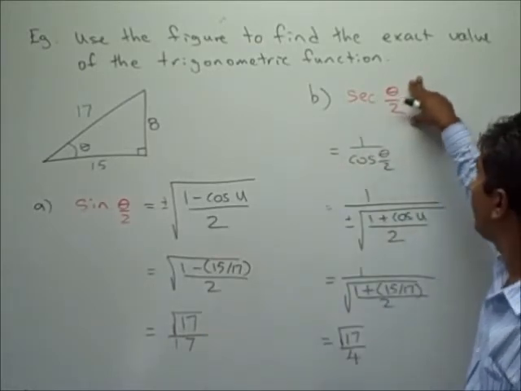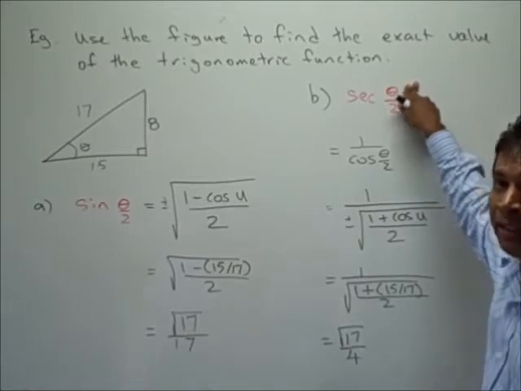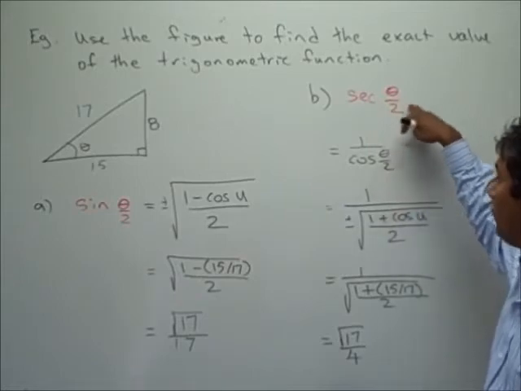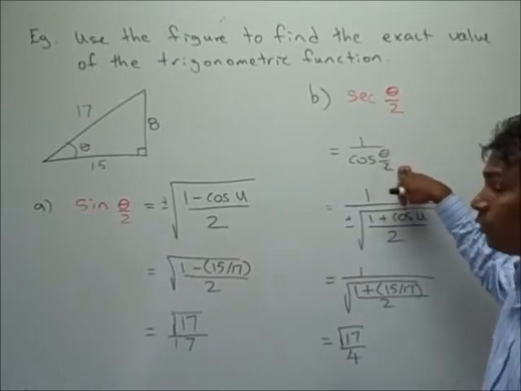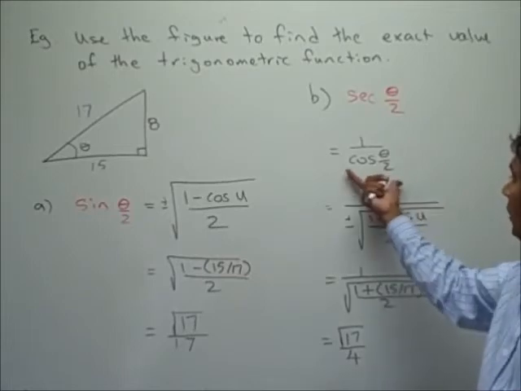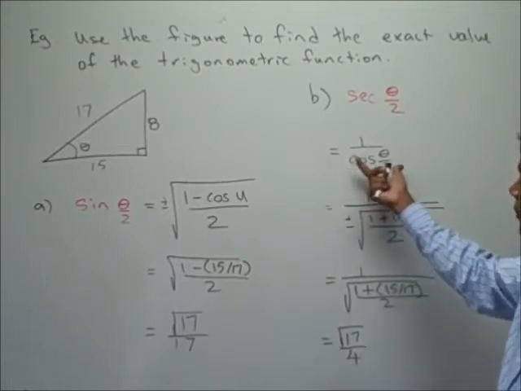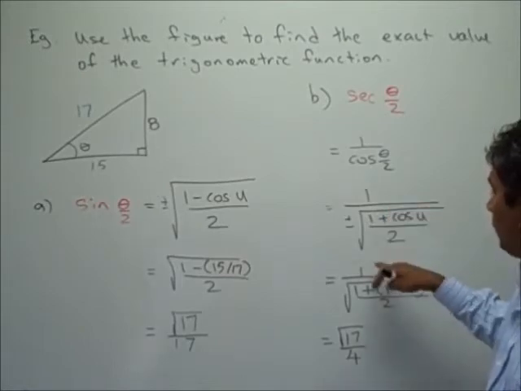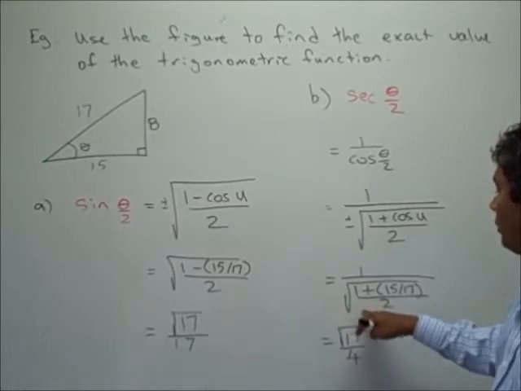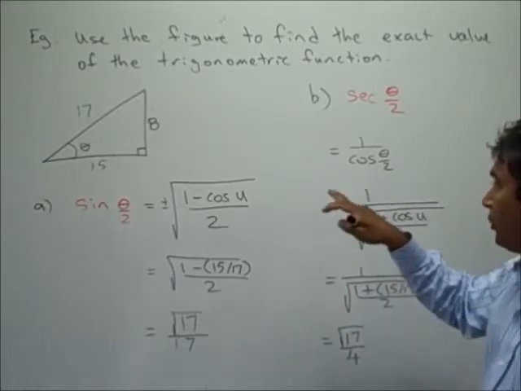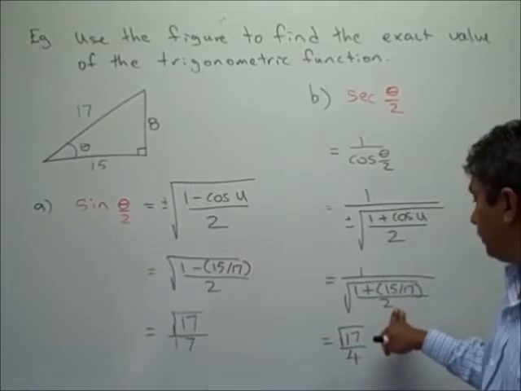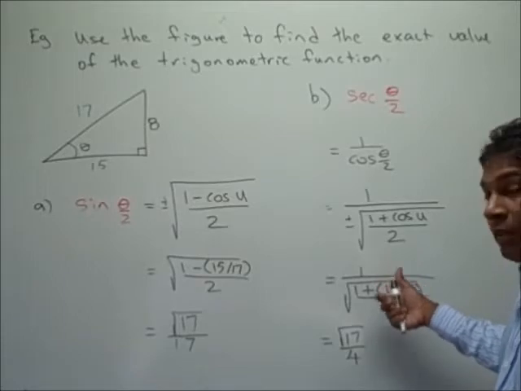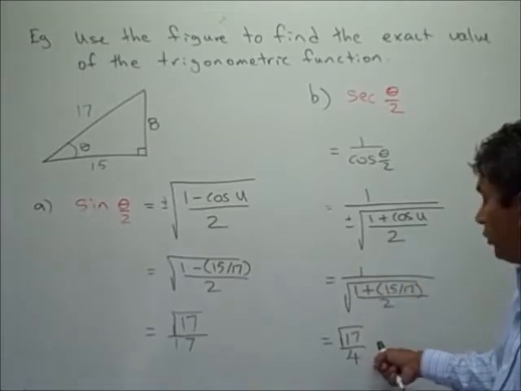To find the secant of theta over 2, we use a reciprocal identity. We know that secant is 1 over cosine. So we could rewrite this as 1 over cosine theta over 2. We know that the identity for cosine of theta over 2 is the square root of 1 plus cosine u all over 2. So now we have 1 all over the square root of 1 plus cosine of u, which is 15 over 17, all over 2. Simplifying this and finding the reciprocal, we get the square root of 17 over 4.